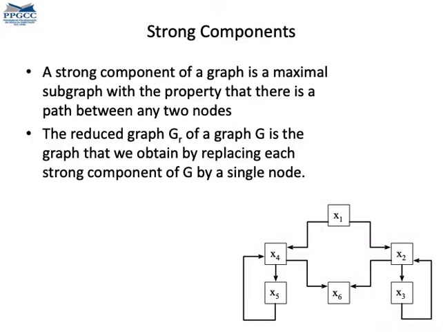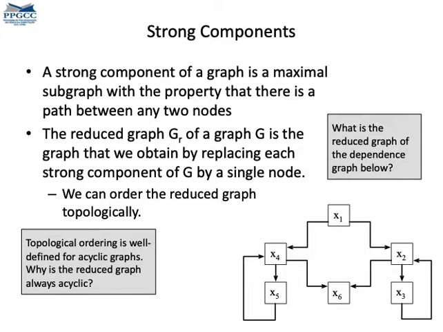From this notion of strong components, we can define the reduced graph, GR, I will call it, of a graph. GR is the graph that we obtain by replacing the strong components of G, the graph, by single nodes. The nice thing about the reduced graph is that we can sort it out topologically. This graph is always acyclic. Can you see why that's the case?